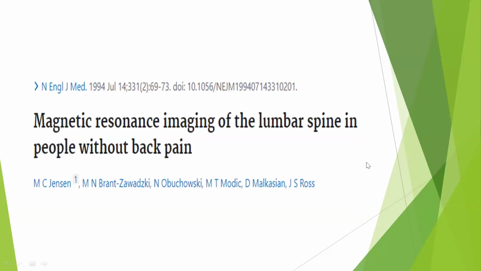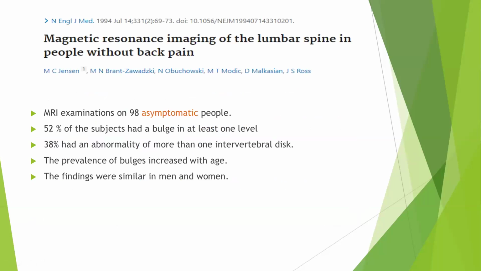Good. So there was an interesting paper in 1994, which looked at MRI images of about 100 patients without any symptoms, without any pains. And what they found that 52% of the subjects had bulges at least at one level. Almost 40% had abnormality at more than one intervertebral disc level. And that prevalence kept on increasing as the age of the subjects increased. And the findings were similar in men and women.